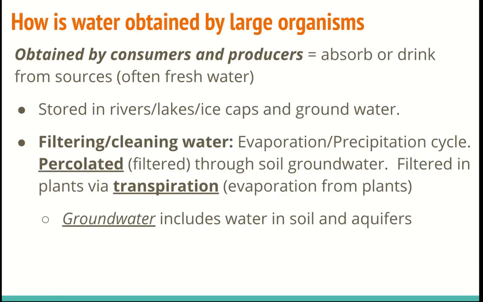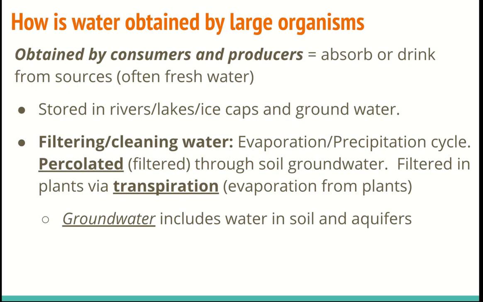All right, so how do large organisms obtain water at least? We basically absorb or drink it from sources, often fresh water. Organisms that live in really salty areas like the ocean, like fish that live in the ocean, typically have methods for dealing with the salt and preventing salt from entering their tissue and body, rather than just purely absorbing that salty water, okay?